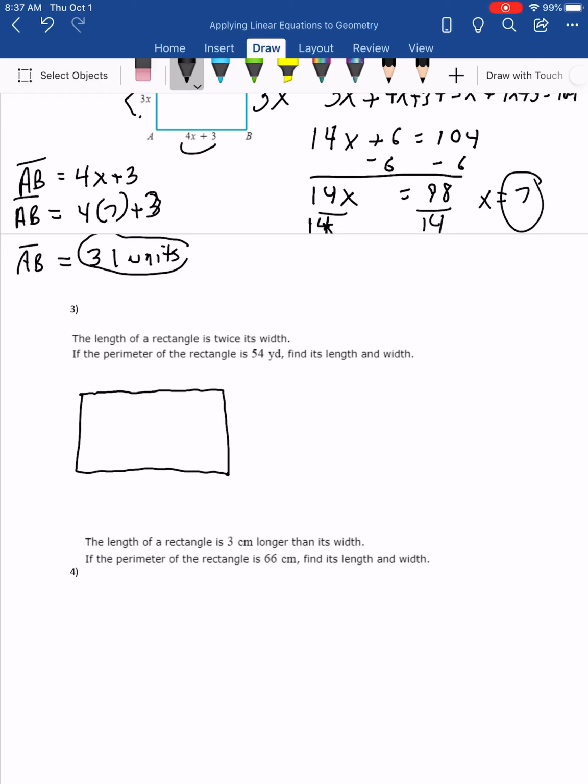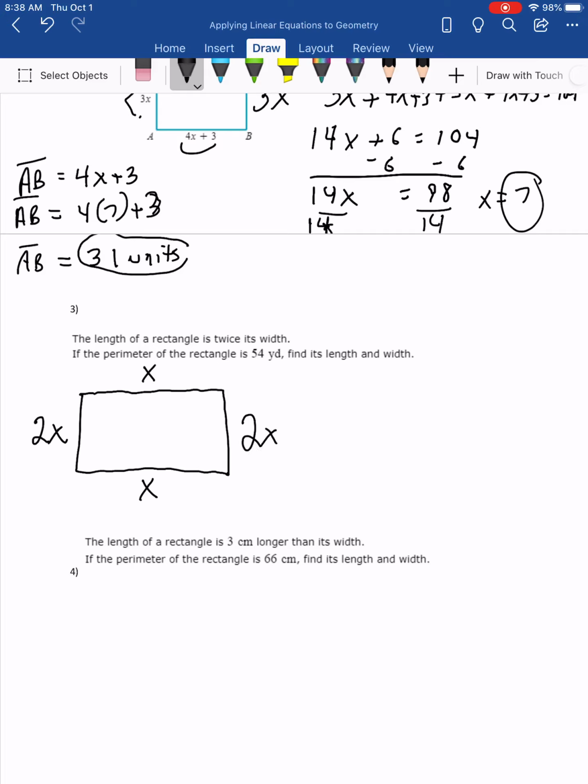Okay, the length of the rectangle is twice its width. So the length is based on the width. We'll start with giving the width a variable. I'm going to call the width x. If this is x, that's x as well. So the length has to be twice the width. So this length is going to be 2x. And of course, that's also going to be 2x.